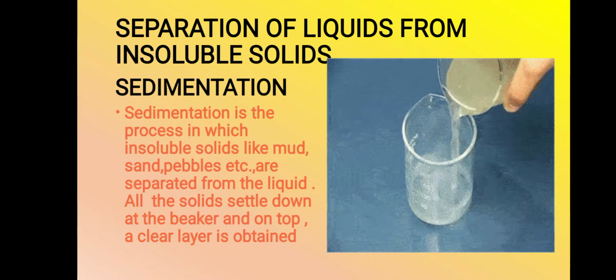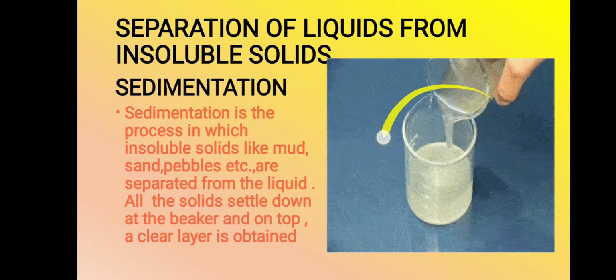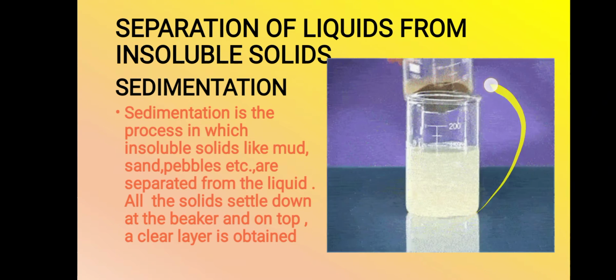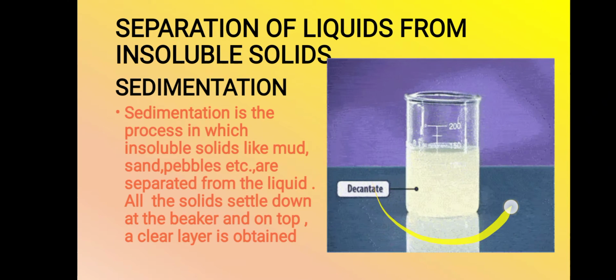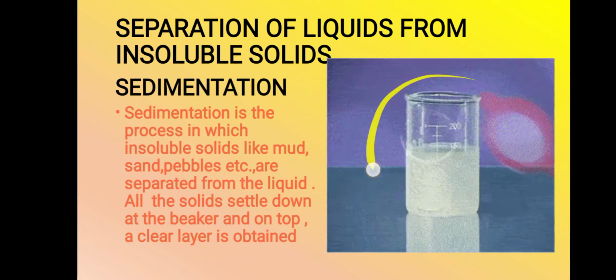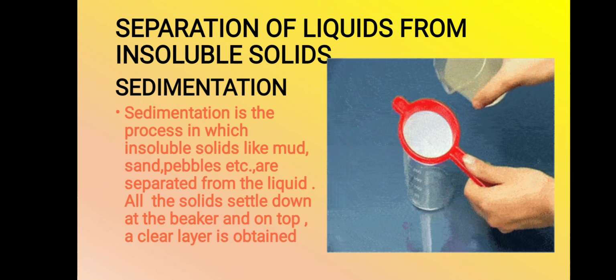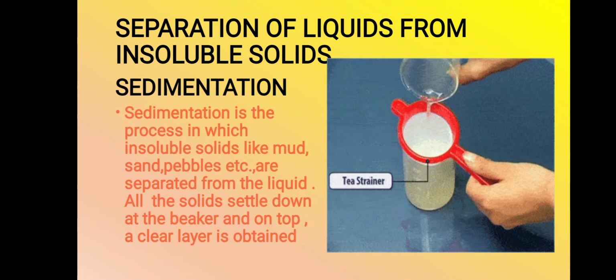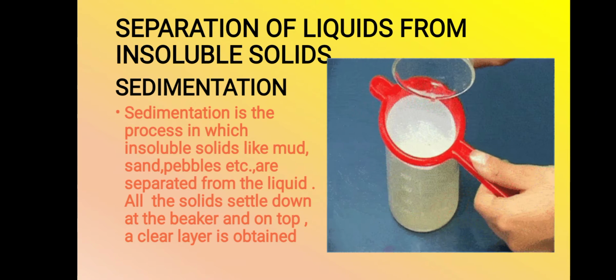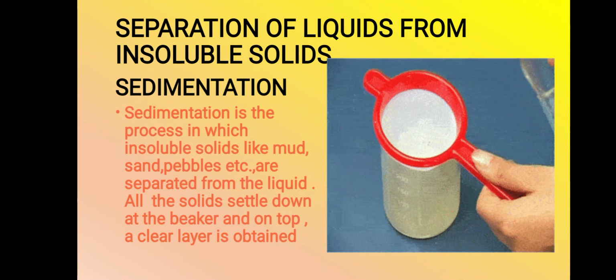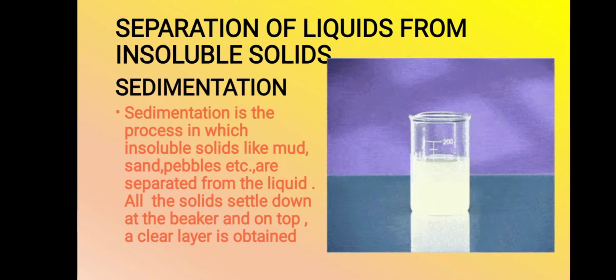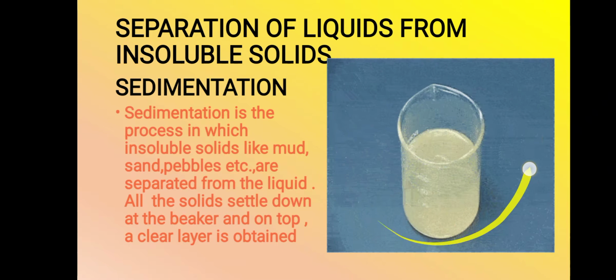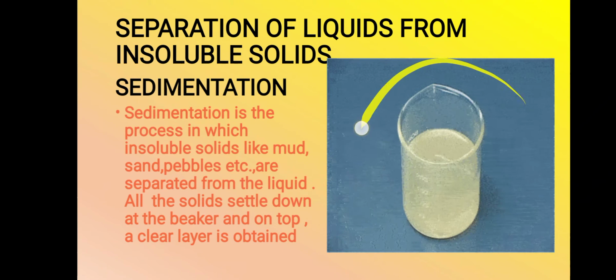Now, when we transfer the clear liquid without disturbing the sediments, this is known as decantation, and we transfer this into another beaker using a filter paper. We get a clearer layer, and this process is the filtration process.